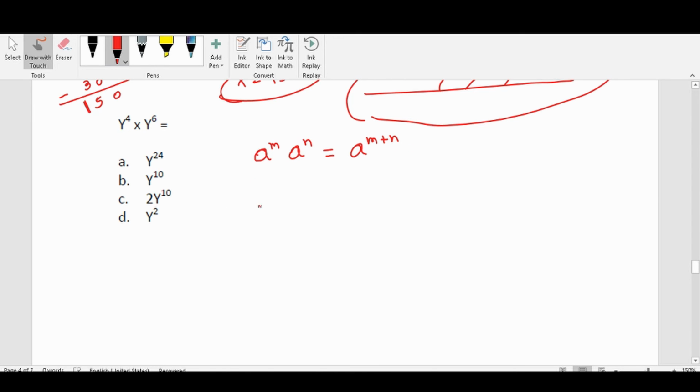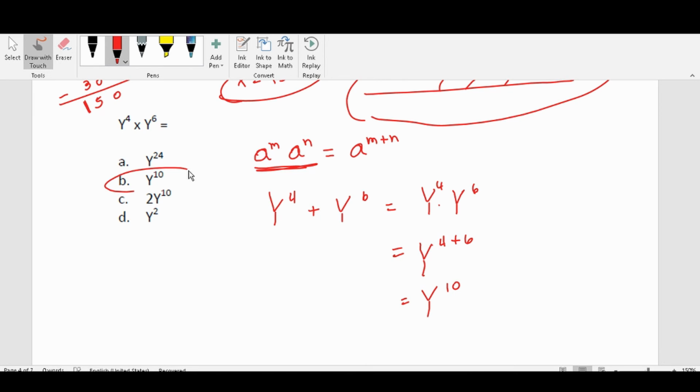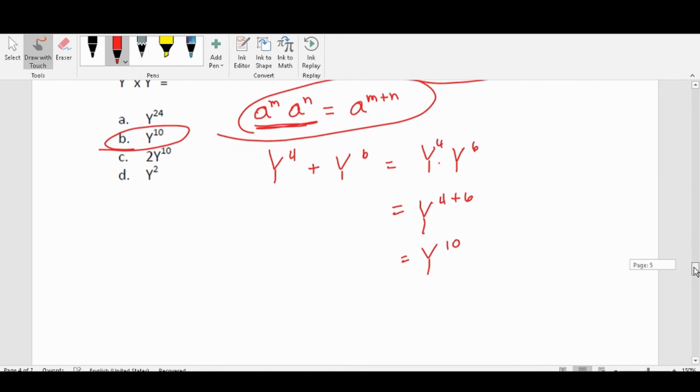In this case, I can rewrite this as y to the 4th times y to the 6th, which looks like this now. And in that case, we know this is going to equal y to the 4 plus 6, which is the same as y to the 10th. Okay? Again, just testing your knowledge of this product rule for the rules of exponents, or the laws of exponents.